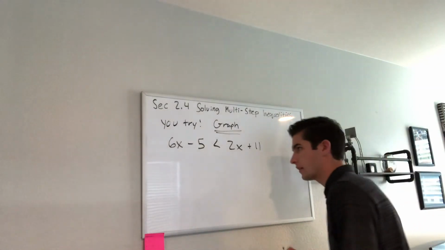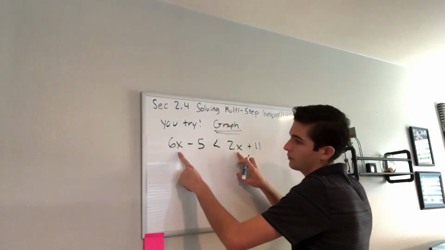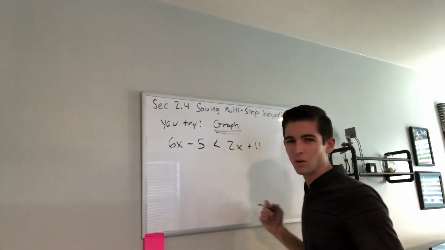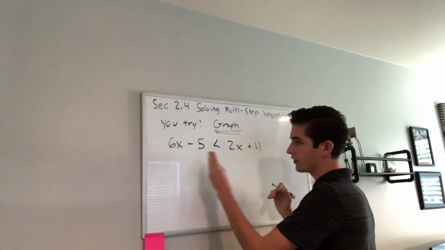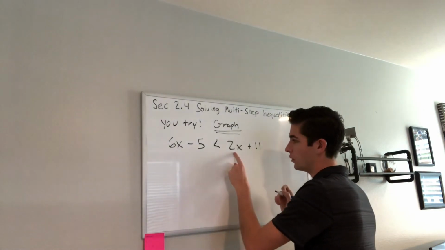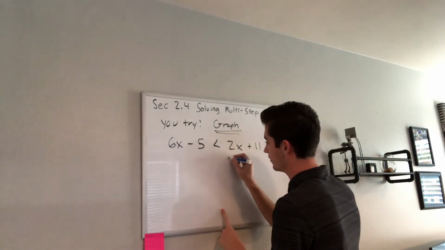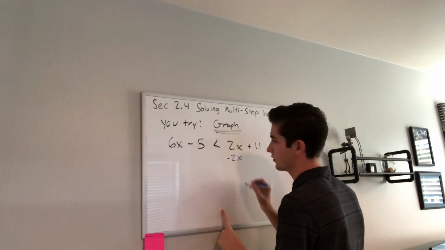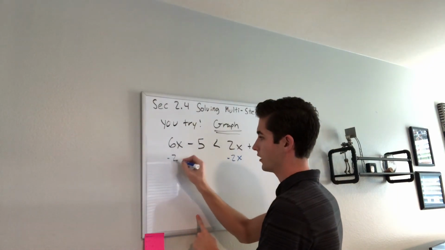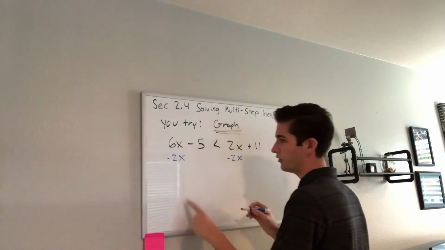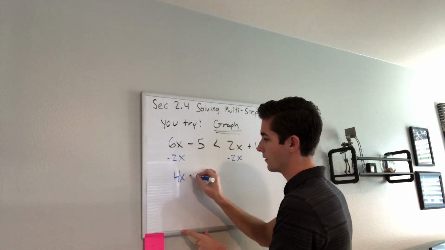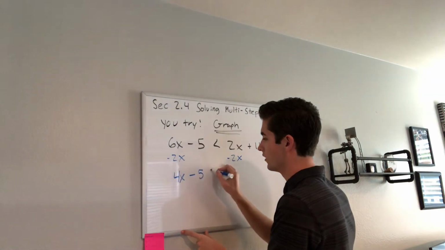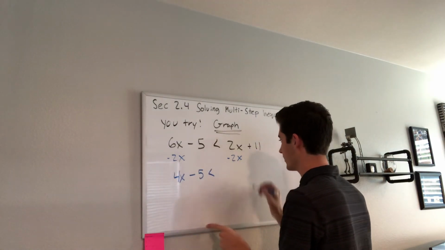So we want to isolate our x value. The first thing we want to tell ourselves is, where's the bigger x, on which side of the inequality? In this instance, we have the bigger x on the left side, so we want to subtract 2x from each side. When we do that, we will have 4x minus 5 is less than 11.